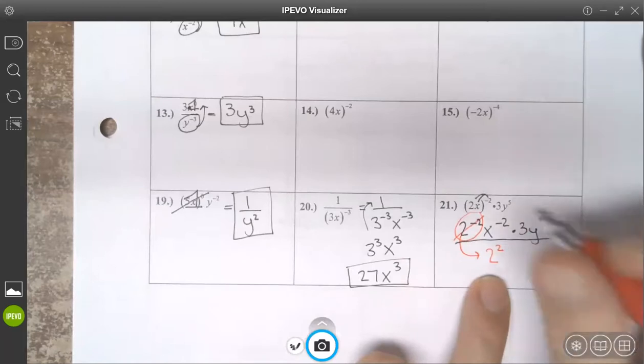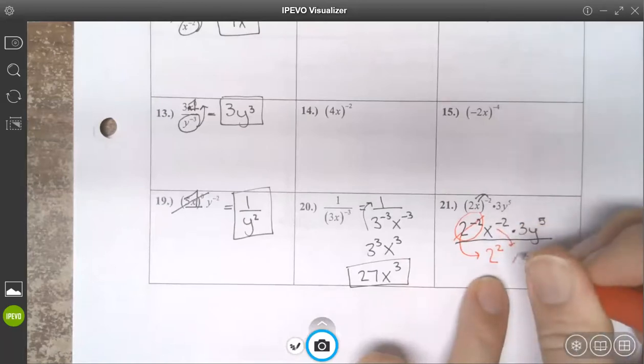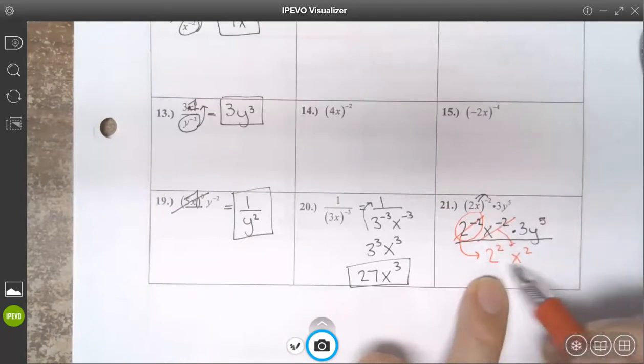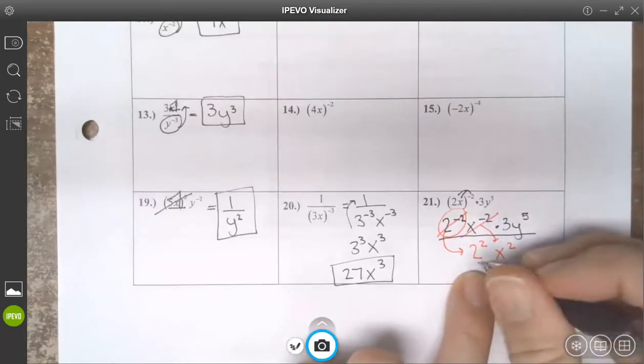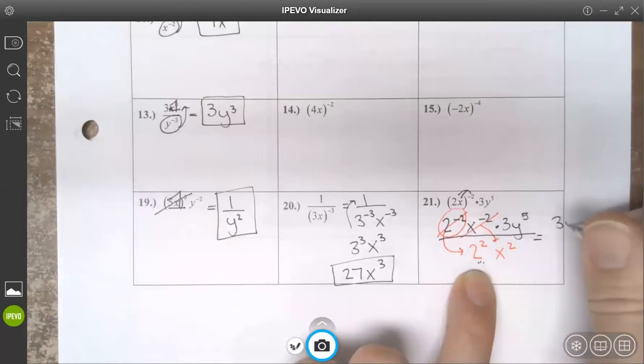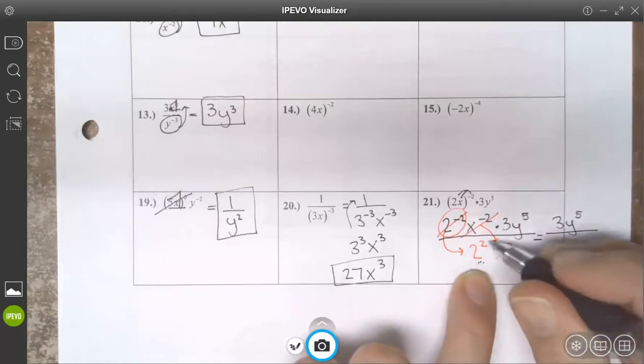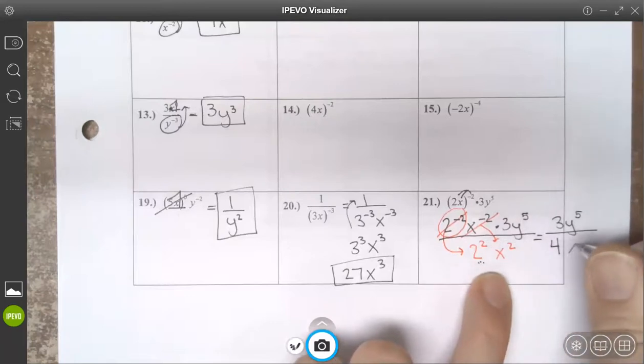Okay, now I have a positive exponent, and I'll move this term as well and make it x squared. Okay, so I've moved these terms. Now they're in the denominator. Now I can evaluate this. So the 3y to the 5th is going to stay right where it is. No negative exponents, no issue there. 2 squared is positive 4x squared.